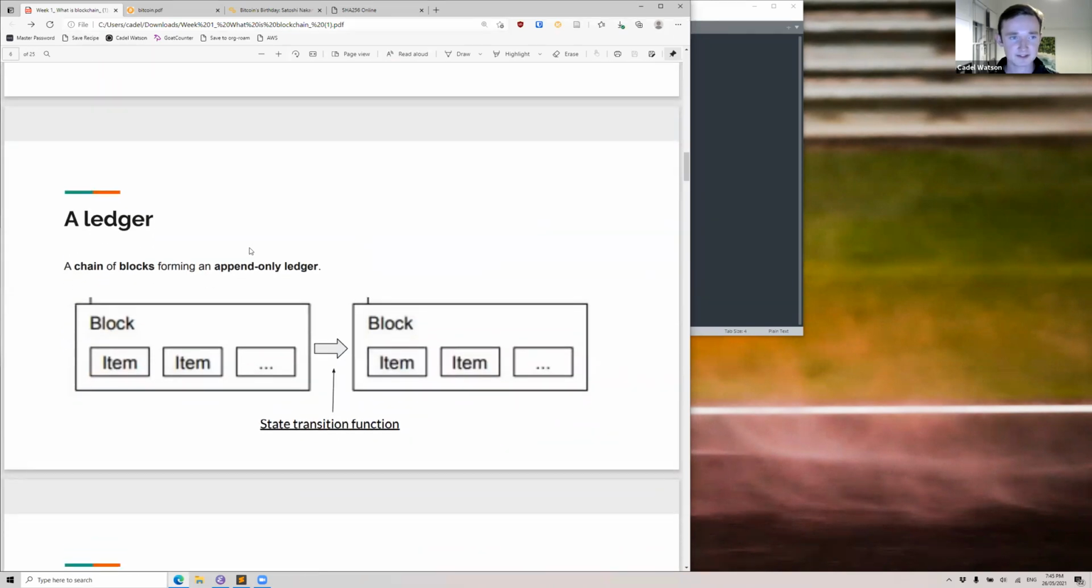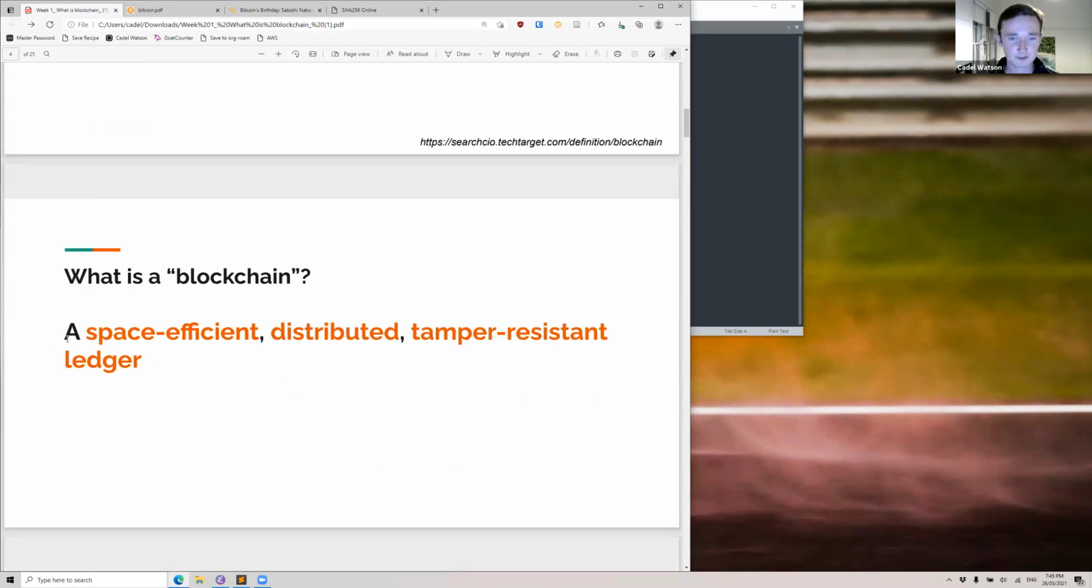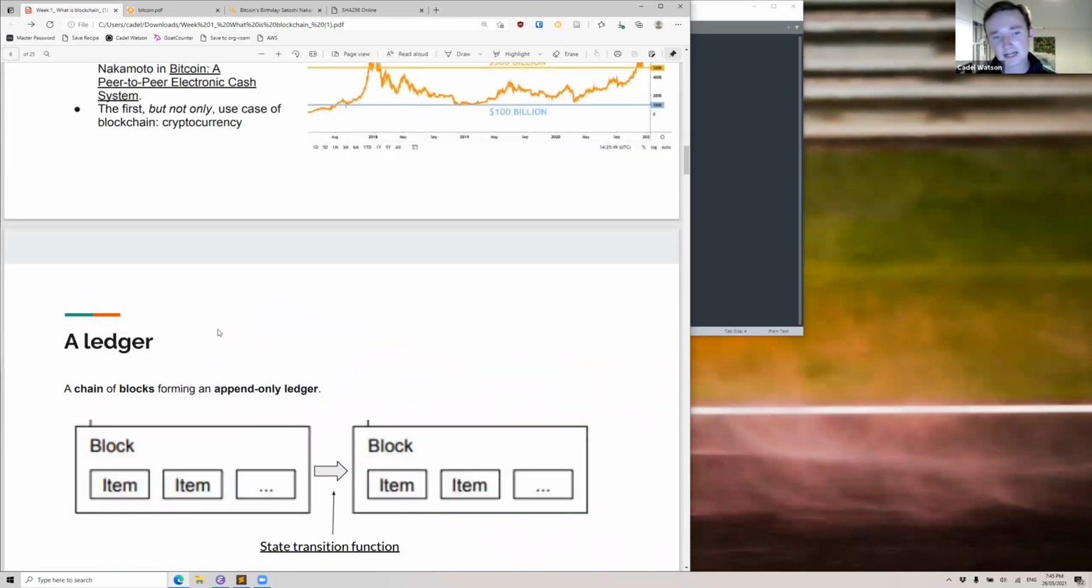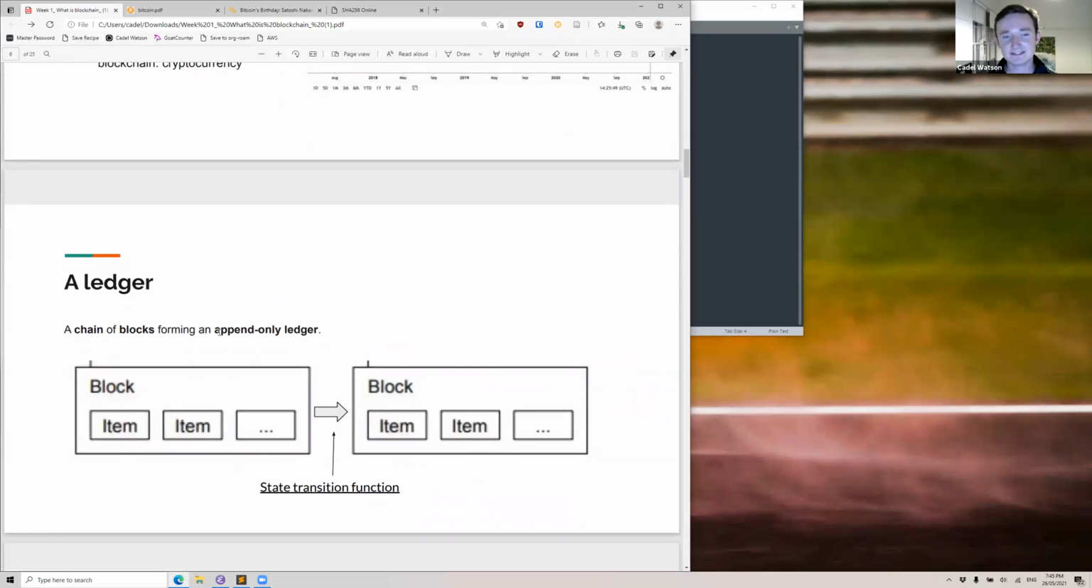So let's go back to that definition, and we'll start with just a ledger. We'll ignore everything else here. We don't care about these properties. We're just going to look at a ledger. You might be familiar with what a ledger is. It is essentially a database of sorts, right? We store data, we can retrieve it and read it.